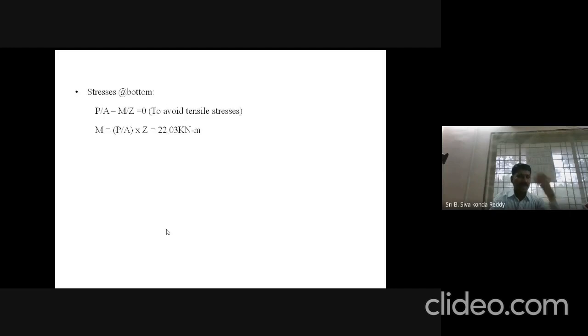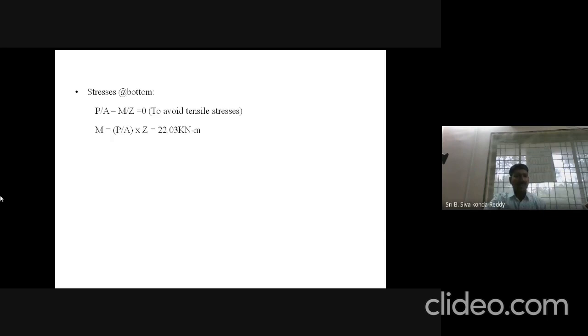Now coming to stresses at bottom. It is asked to calculate what is the bending moment such that stress at bottom is 0. Again, to remind you, we have seen many stress diagrams. During the pre-stressing stage and stage 1, you see tensile stresses being critical at top. Whenever you come to stage 2, your service stage or loading stage, stresses at the bottom fiber would be critical.